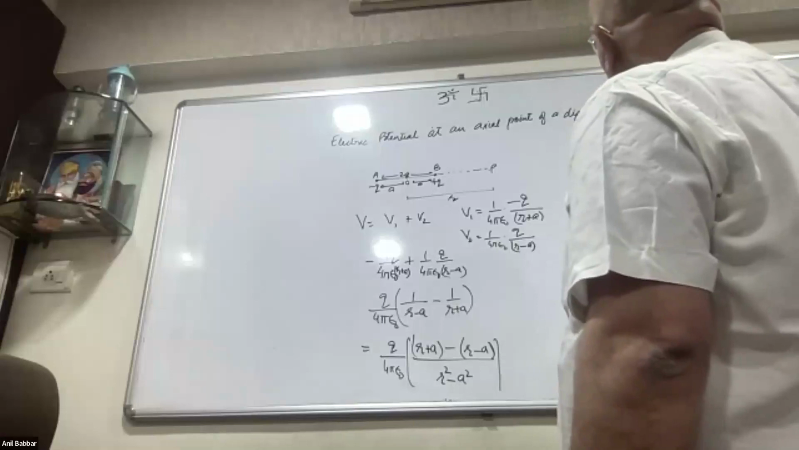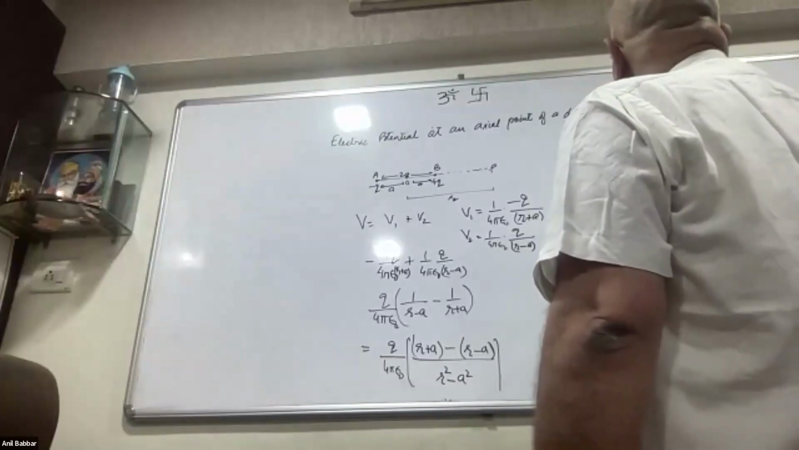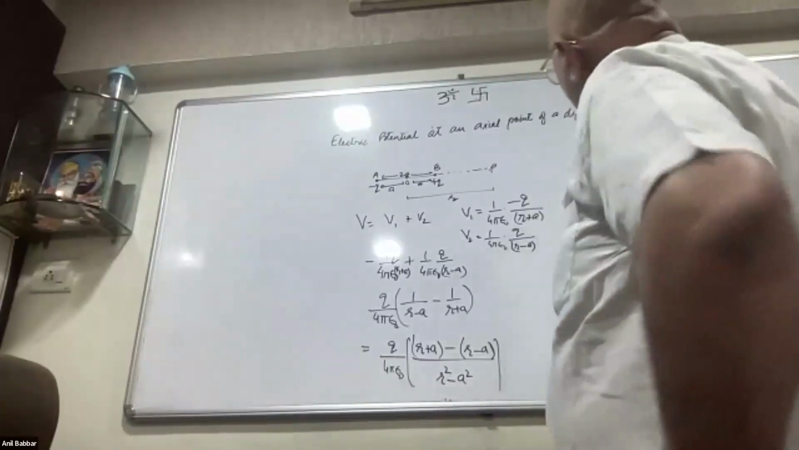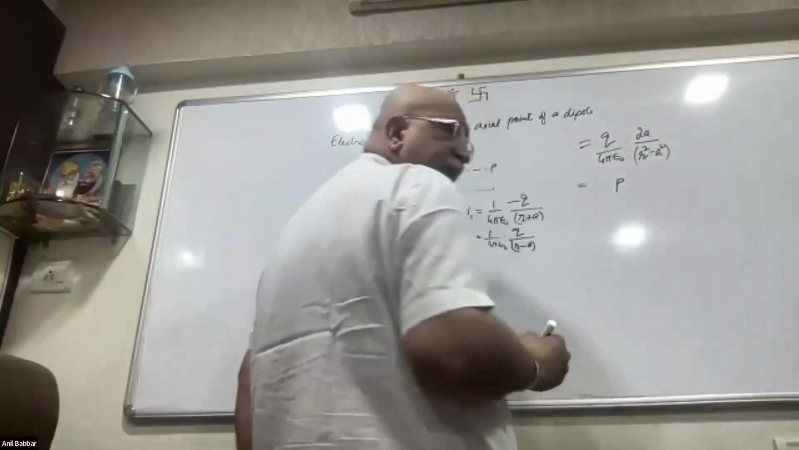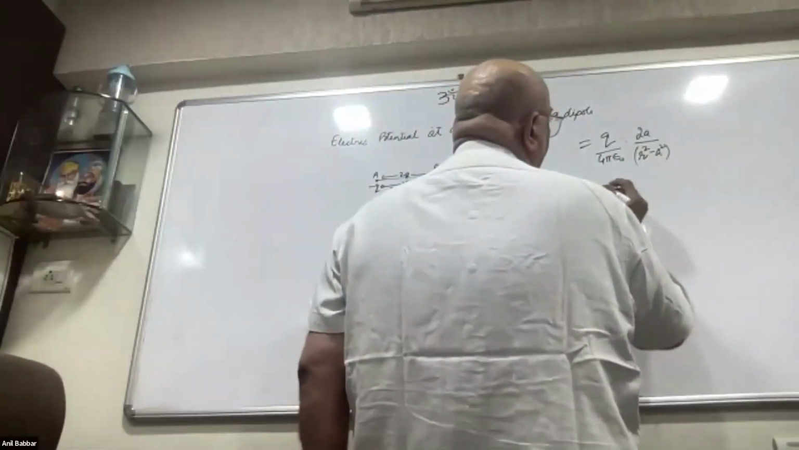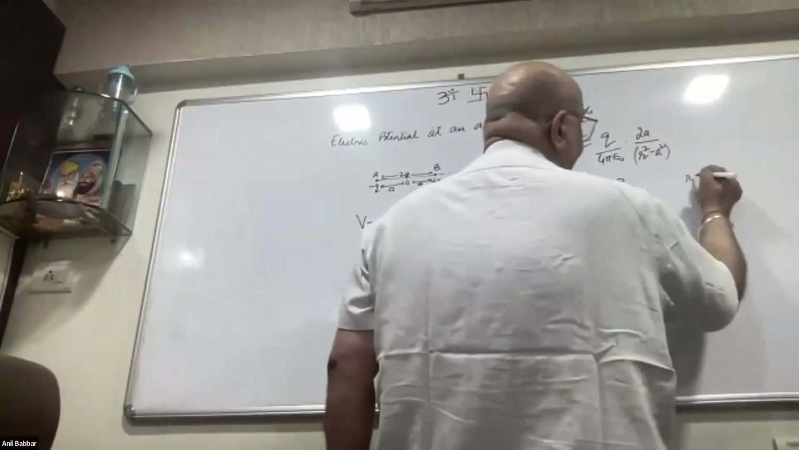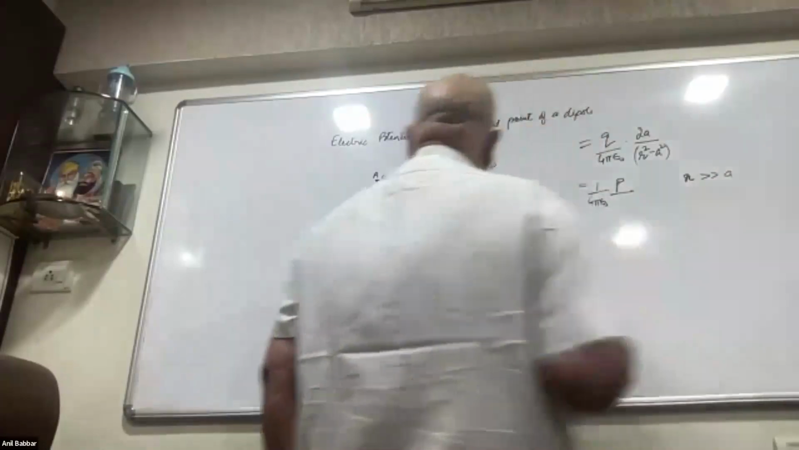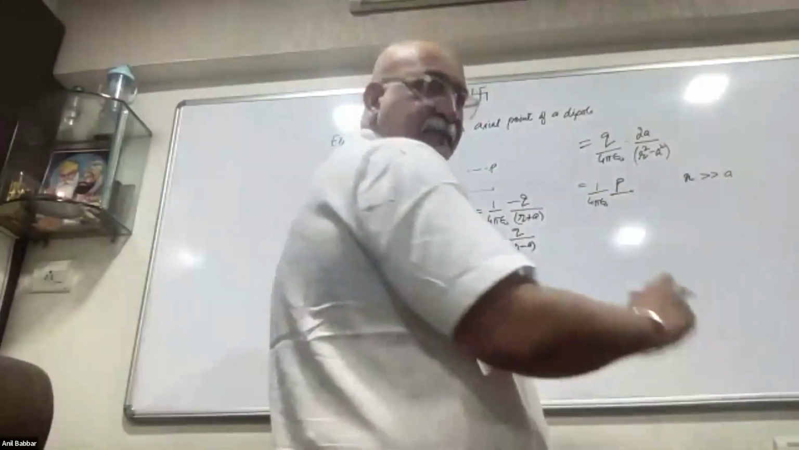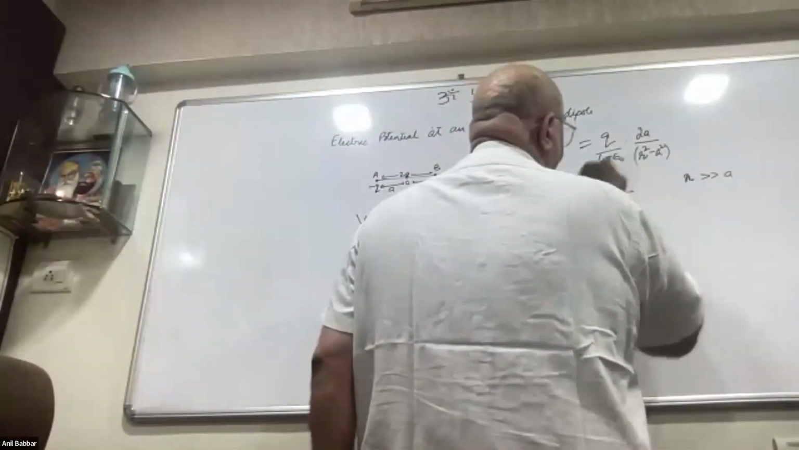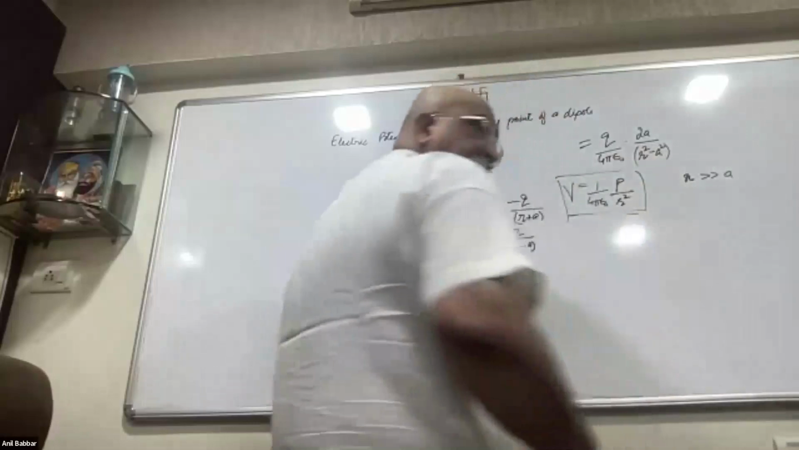So, into 2A upon R square minus A square. So this 2AQ can be written as P. P is dipole moment, we know that, right? So we are left with 1 upon 4 pi epsilon naught. And let's say R is much greater than A. This R is much greater than this A, so we can easily neglect this term A square. So we will be having P upon R square. Right? So this is the formula for electric potential due to dipole.